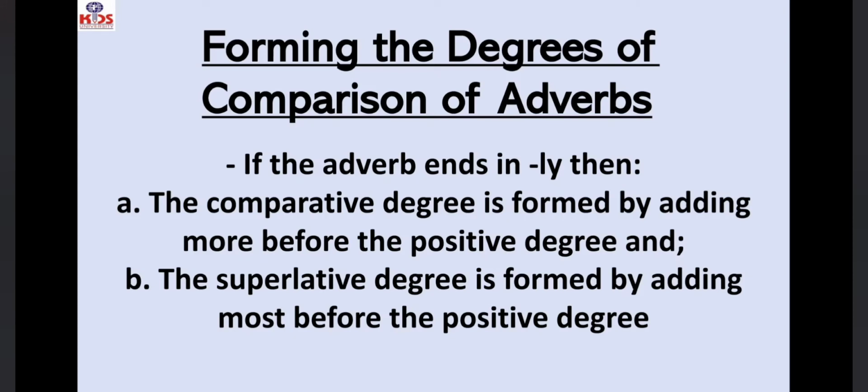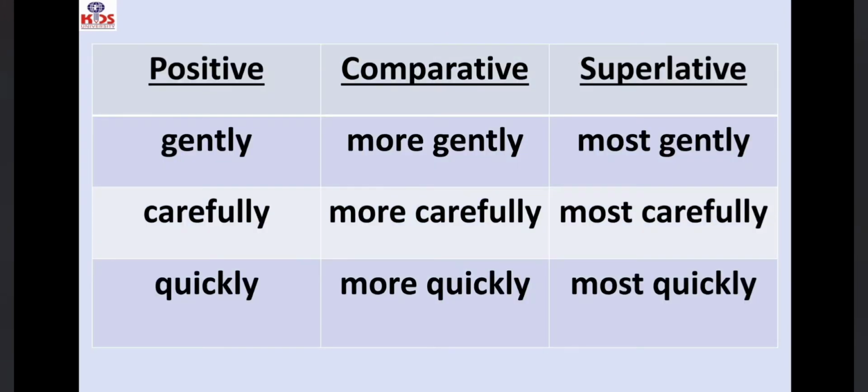If the adverb ends in ly, then the comparative degree is formed by adding more before the positive degree, and the superlative degree is formed by adding most before the positive degree. Let us look at a few examples of adverbs ending in ly. Gently, more gently, and most gently. Carefully, more carefully, and most carefully. The comparative form of quickly is more quickly, and the superlative form is most quickly.